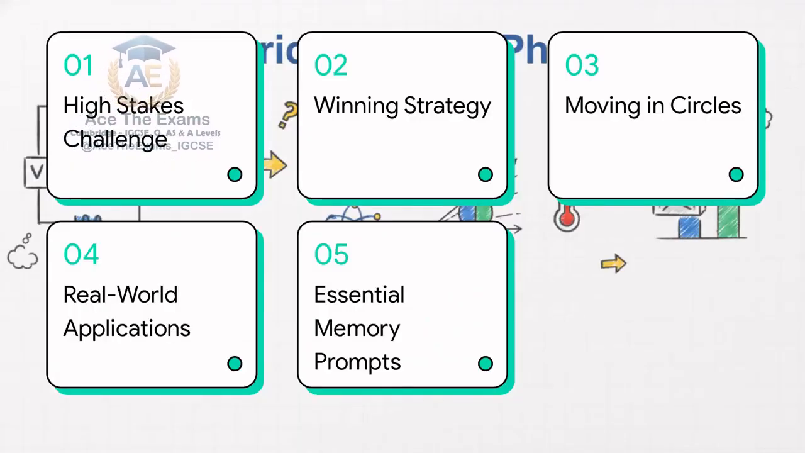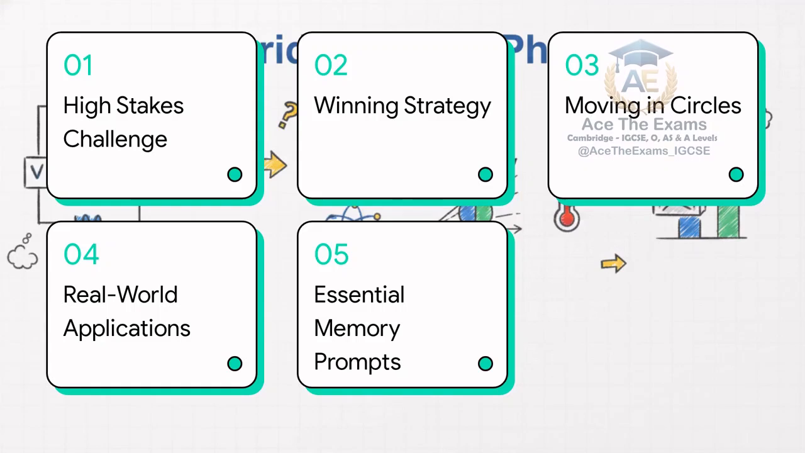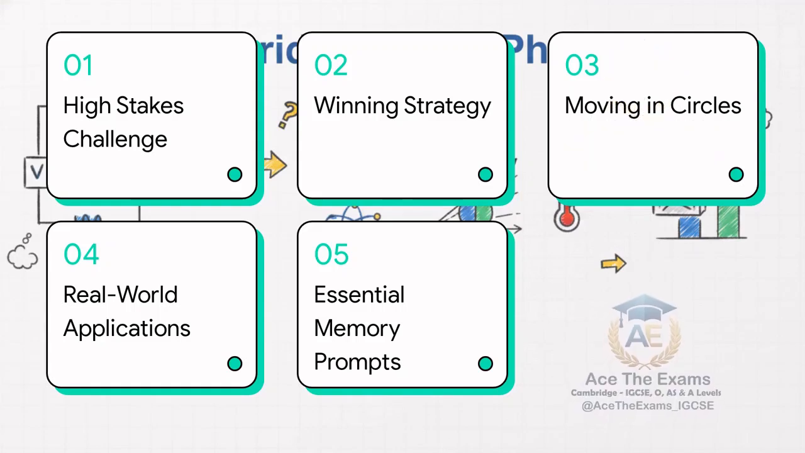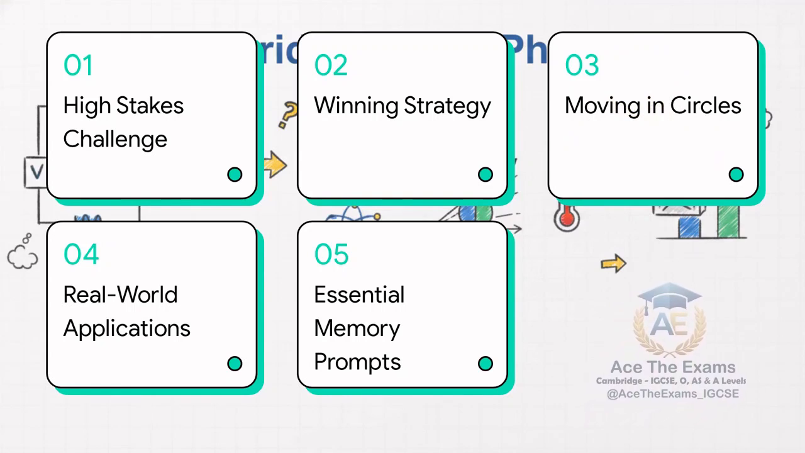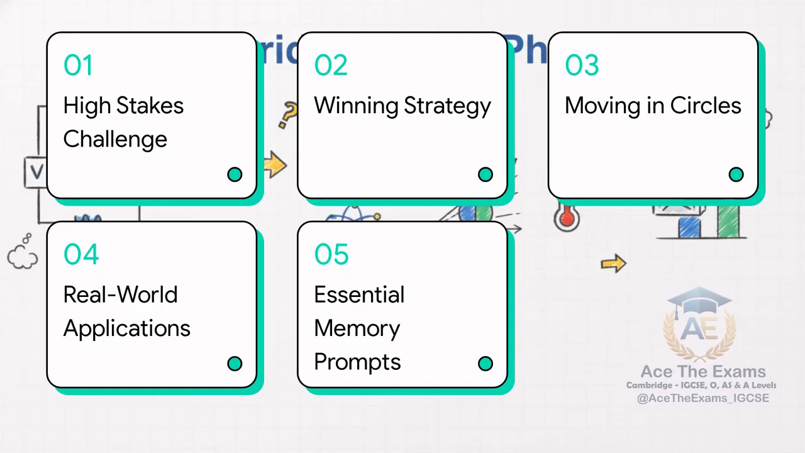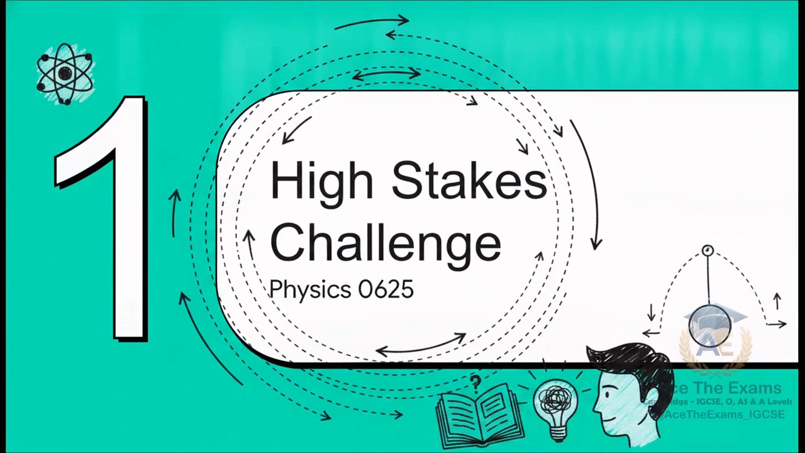Here's our master blueprint for today's session. 1. The high-stakes challenge. 2. The 4-step winning strategy. 3. Moving in circles explained. 4. Real-world applications. And finally, 5. 4 essential memory prompts. Okay, moving right into part 1, the high-stakes challenge.